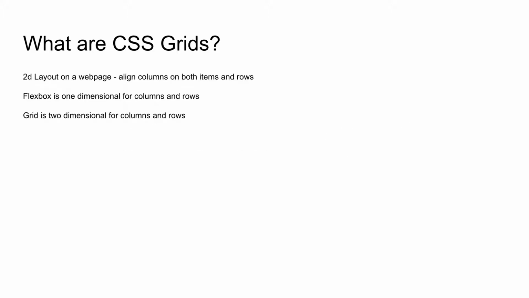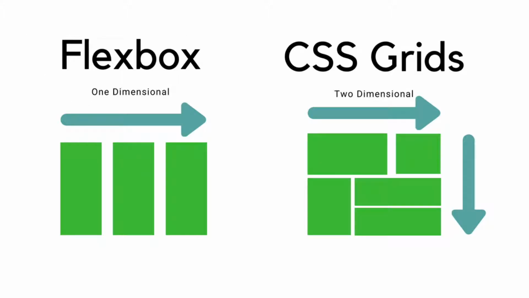So what are CSS grids? Basically they are a 2D layout on the web page that align items in both columns and rows. Flexbox, which is kind of similar to the grid layout and which I'll get into in a different video, is one-dimensional for columns and rows, while the grid is two-dimensional for columns and rows. For a better visual representation, you can take a look at this picture I drew over here. Flexbox is one-dimensional and grids are two-dimensional.